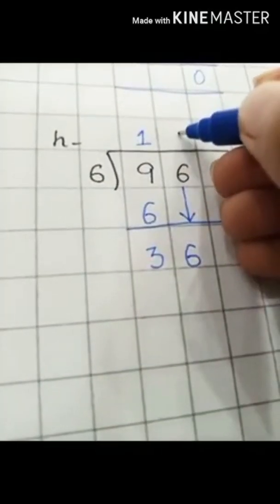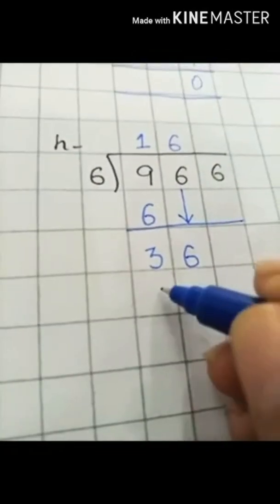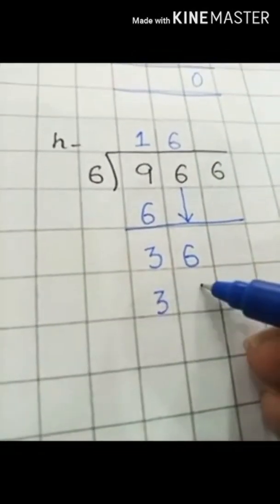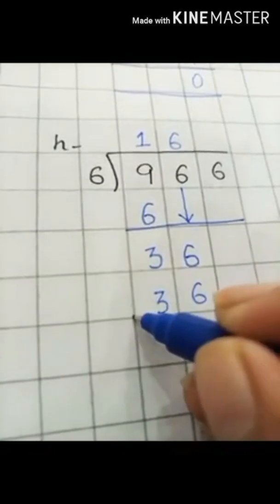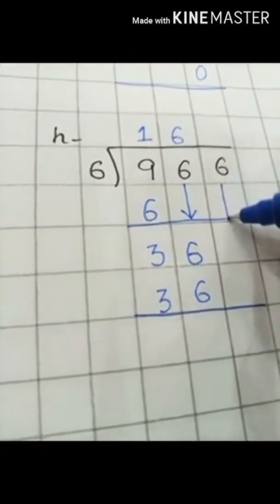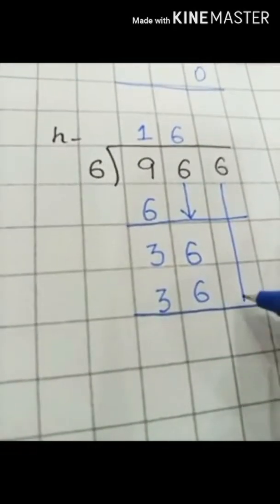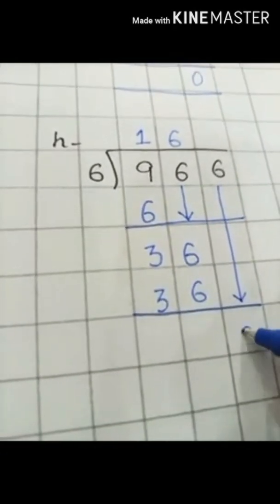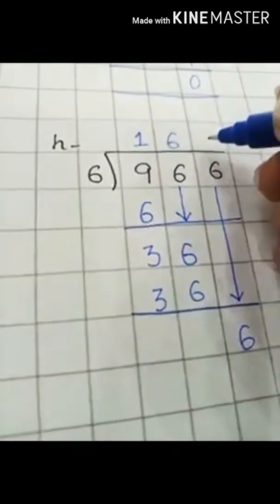Now students, 6 6s are 36. 36 is completely divided here, and now in the next step we are bringing this 6 down here. Now this 6 is equal to my divisor, so I will write it here. 6 1s are 6. And in the next step we are going to do the subtraction, and in the subtraction 6 minus 6 is 0.